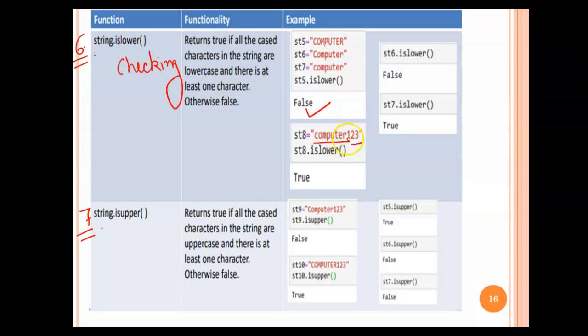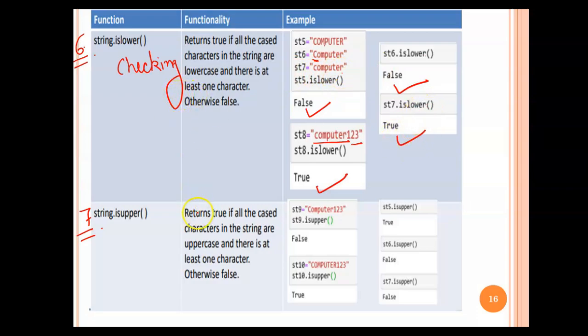So in case of islower they will be considered as lowercase letters, and in case of isupper it will be uppercase only. Special characters and digits don't have any case value, only the alphabets have a case value. So computer is small only, so we are getting a true result. Now you can check for str6, but the first letter is in capital, so this is also not lower, so false. Now you can check the seventh one, in which all the characters are in small, so we are getting a true result, right?